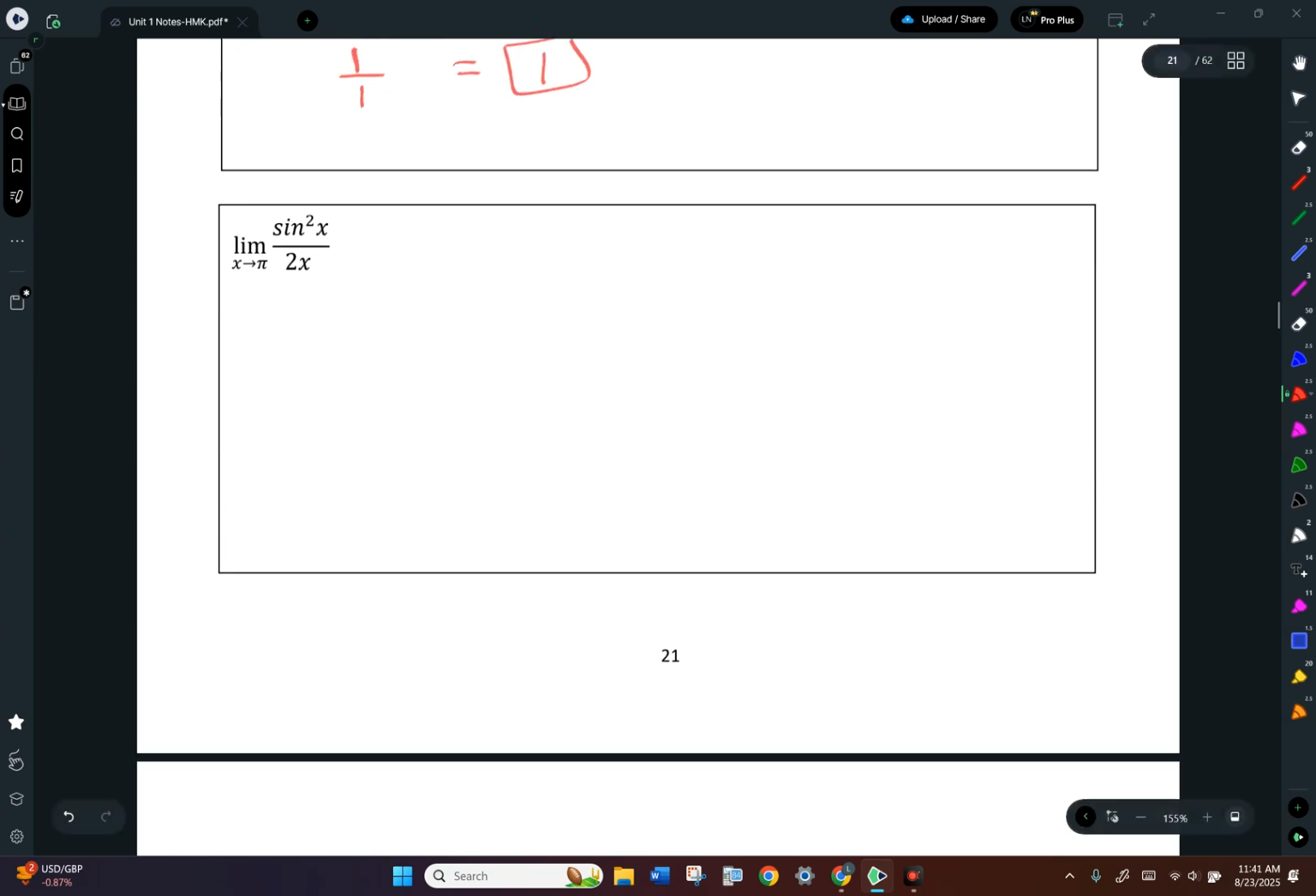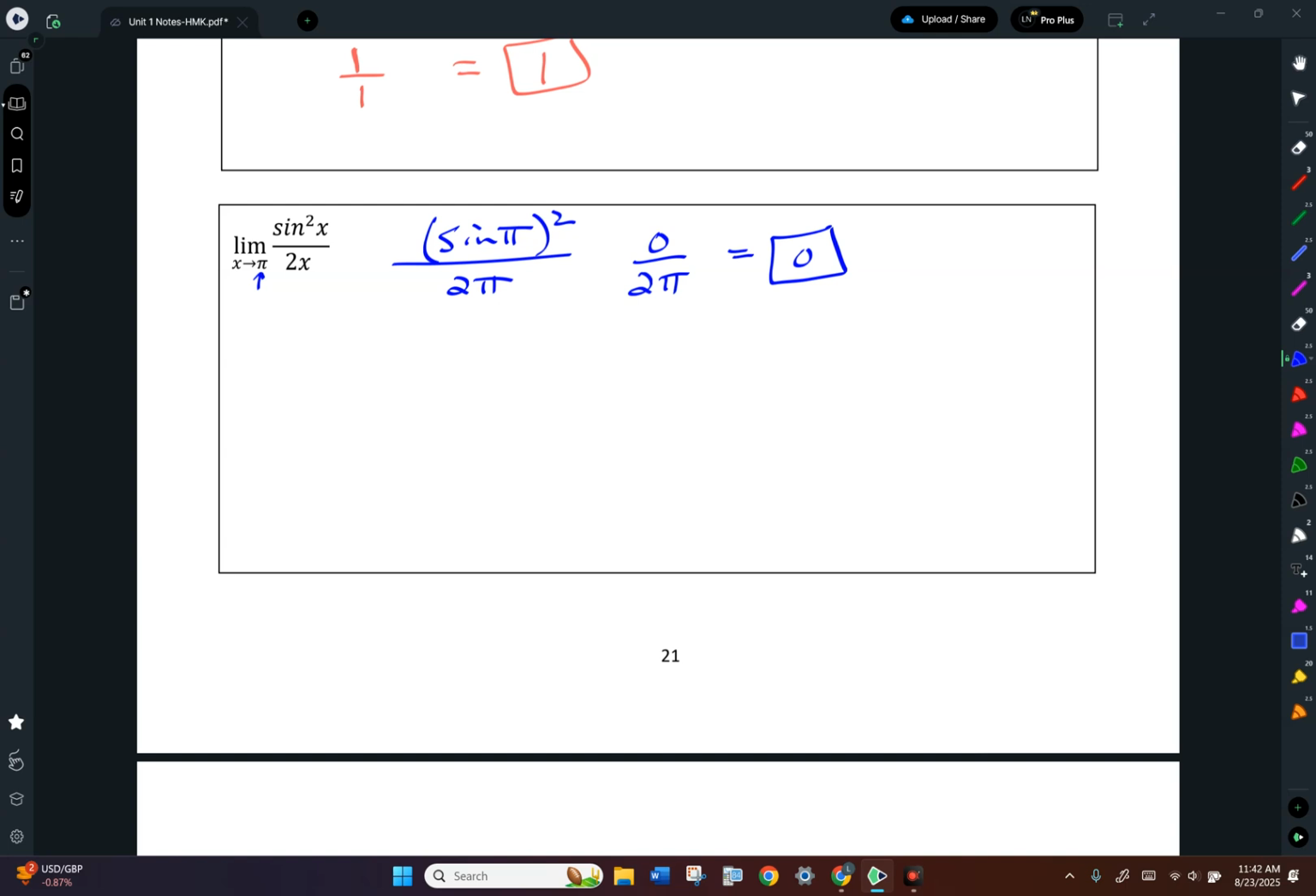Okay, look at this one. And at first, you might start to look for the special trig limit sine x over x, but this is not a candidate for special trig limit because notice it's not x approaches 0, it's x approaches pi. So here's a case where you can substitute, right? This is not going to be undefined if I put a pi in place of x. So what I have here is the sine of pi, and then I'm going to square that all over 2 times pi. Well, the sine of pi is 0, and 0 squared is still 0, and 0 over 2 pi is still 0. Okay?